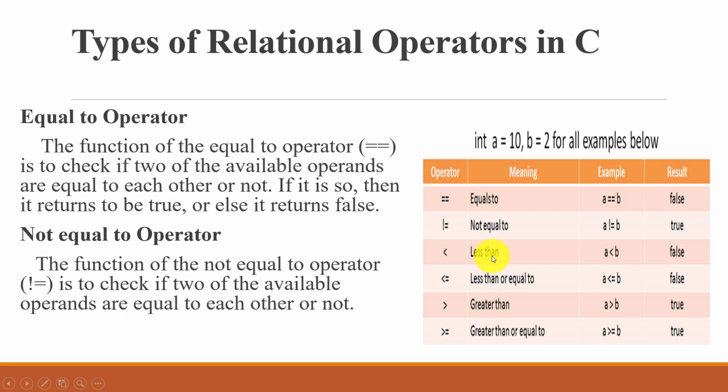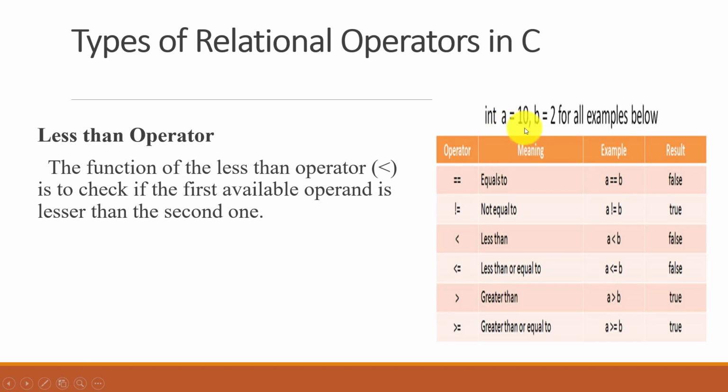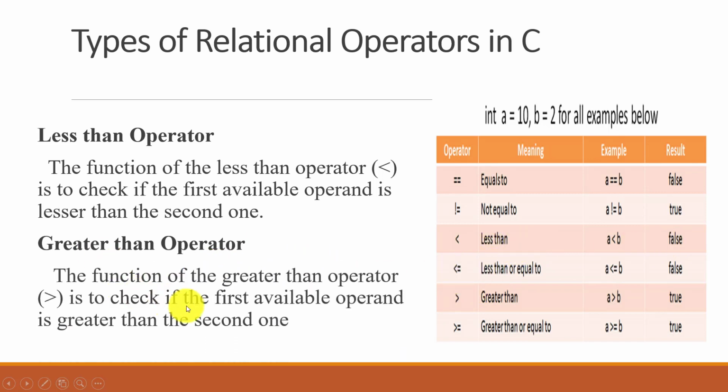Now the next operator is the less than operator. Suppose A is 10 and B is 2. In the less than operator, if A is less than B, it's false. It checks whether the first operand is less than the second, and accordingly it returns false. Next is the greater than operator, which works similarly. A is 10, which is greater than B, so it returns true. The first operand is greater than the second one, so the result is true.